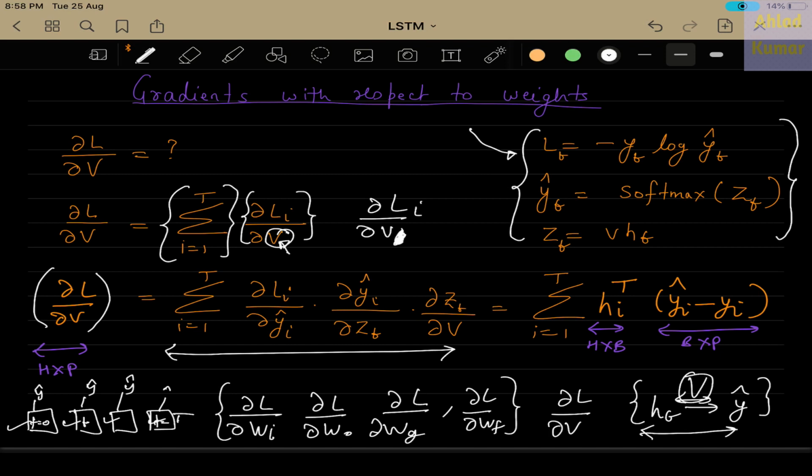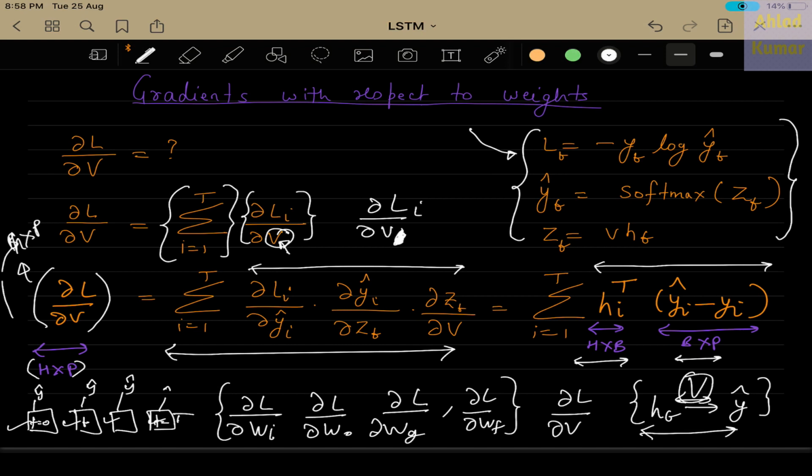So the derivative of the loss with respect to V can be calculated using this particular chain rule, and now it's very easy. You can see that the derivative of the loss with respect to V will be calculated like this, and you can cross verify that the matrix multiplication between the two indeed gives you H cross P, which is the derivative of the loss with respect to V, and we know that the V matrix also has a dimension of H cross P, so it has to match this dimension. So it's very easy to calculate the derivative of the loss with respect to V using this expression.